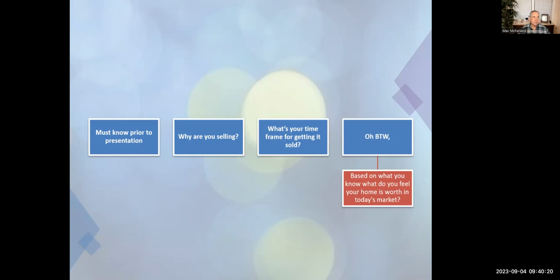These are the 3 questions. Prior to getting into the situation with the seller, we need to know what's going on. We need to know what's happening with them, and we need to ask 3 questions all the time. Why are you selling? How soon do you need to sell by? And oh, by the way, what do you think your property's worth in today's market? I've been using that since 2001, 2002 timeframe, and it is awesome because it helps you get there.